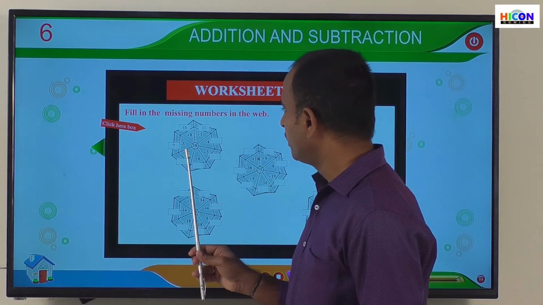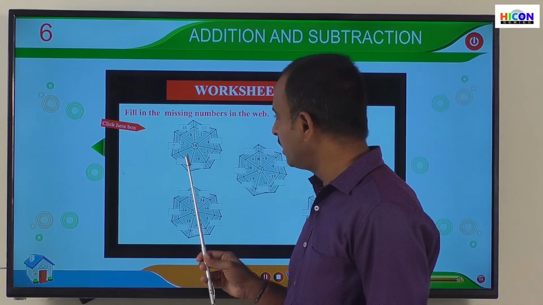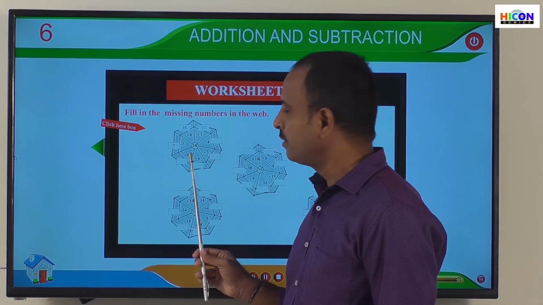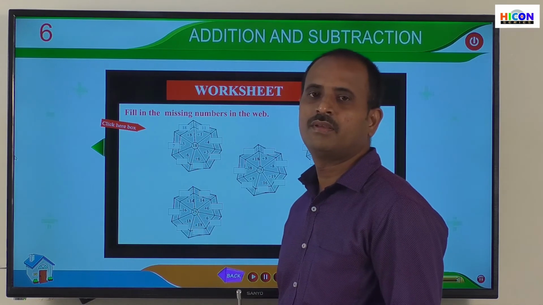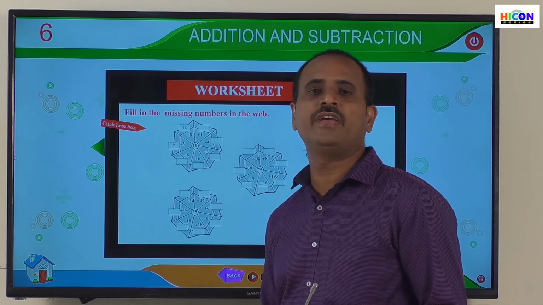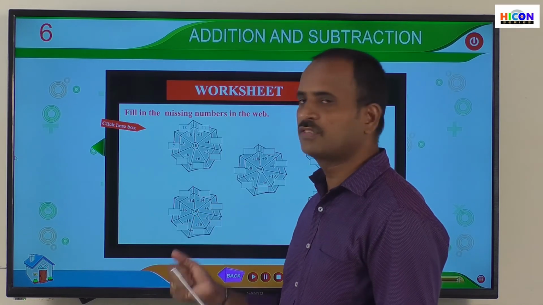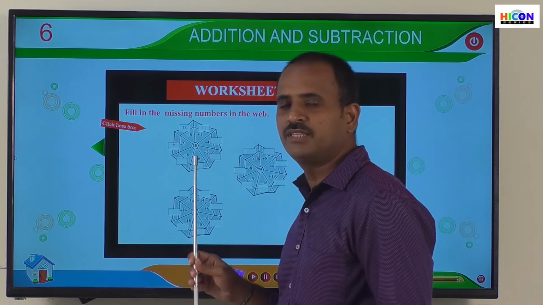In the same way, next, what is the next number? 6. And what is the symbol there? Minus. Minus means subtraction. We have to subtract 6 from 10. How can you subtract? Again, same way. Open 10 fingers, close 6 fingers, write the remaining fingers in this box.